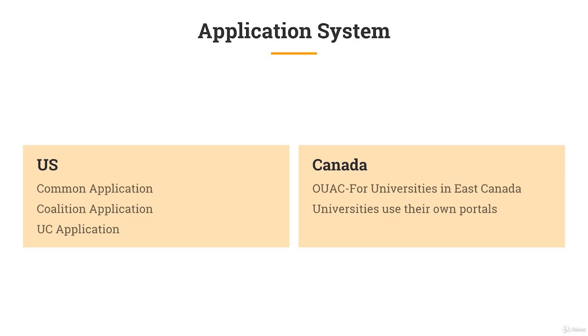So basically, to apply to university in the USA, you can use either the Common Application System, the Coalition System, or the University of California Application System. But if you want to apply to Canadian universities, you have to use OUAC if the universities applied to are located in Eastern Canada, and you have to use their own portals even after you register on OUAC. And some other universities like the University of Victoria or University of Alberta, etc., have their own portals, so you have to go to their website and register an account on their application page.